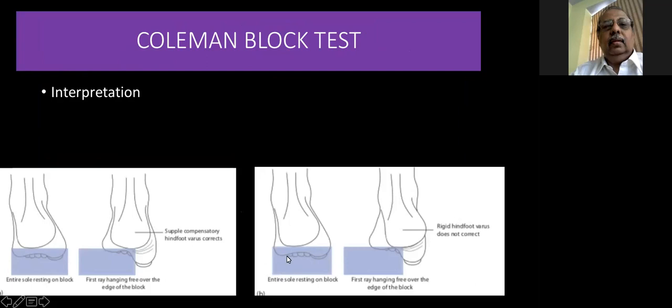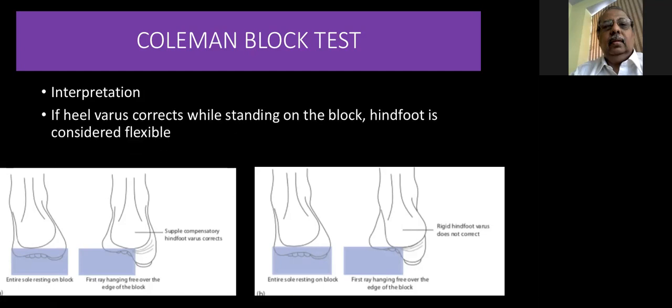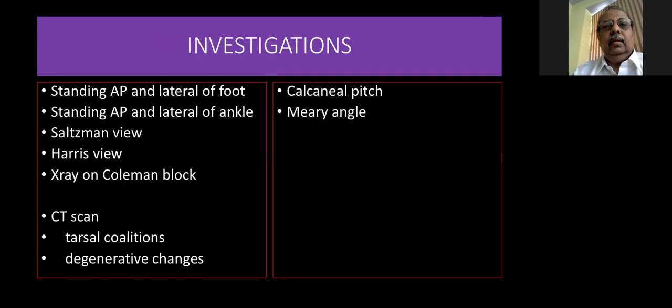Here, the entire foot is there. The heel is in varus. Here, again, you are doing the same thing. The varus is not disappearing. This means that this varus that is occurring is not forefoot driven. And second, it is a rigid varus. So interpretation: if the heel varus corrects on standing on the block, the hind foot is considered flexible.